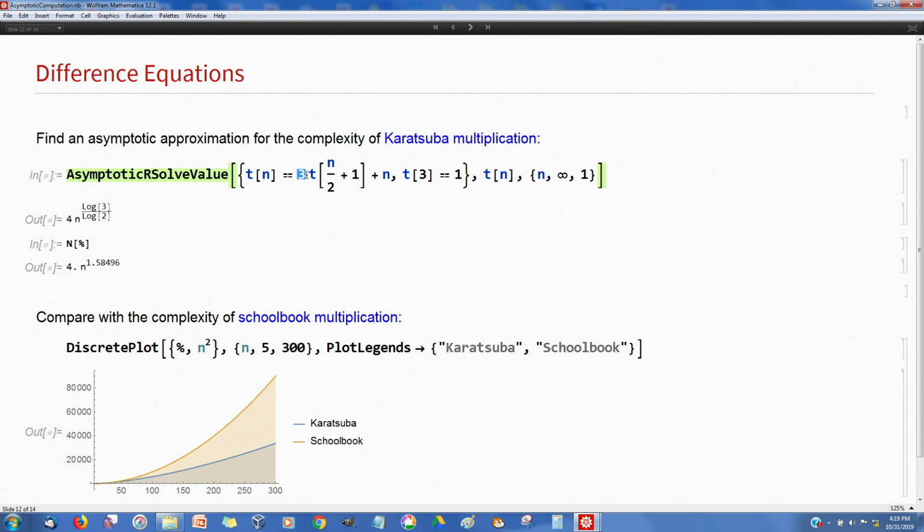And you can see over here that we get back this beautiful asymptotic formula for this rather wonderful approximation. If you look at the graph below, we have a plot which shows the Karatsuba and the schoolbook multiplication. Initially, schoolbook seems to be better, but very quickly, Karatsuba takes a much smaller number of steps. Okay, so that's differential equations, and now on to algebra.